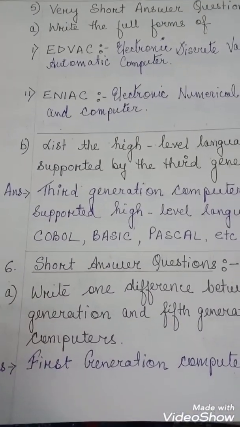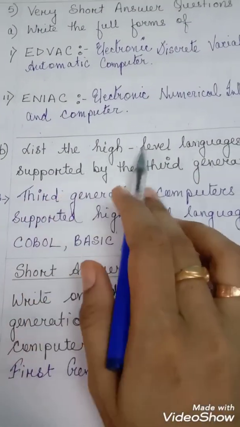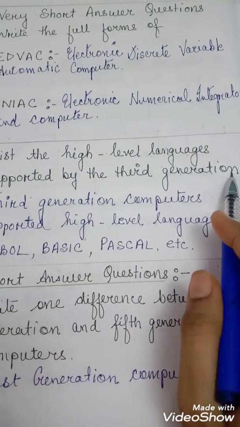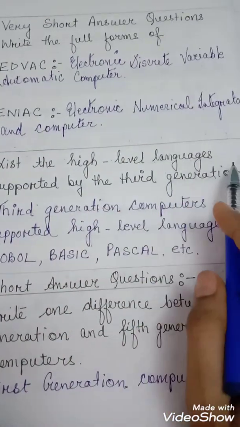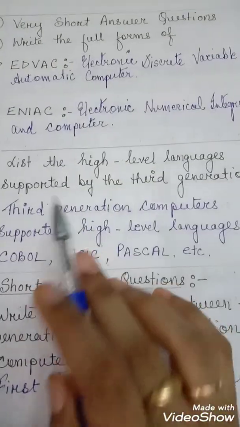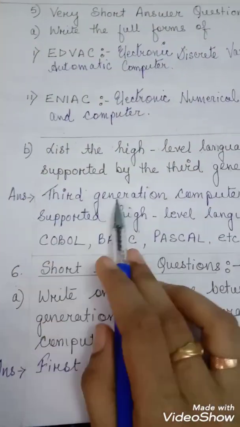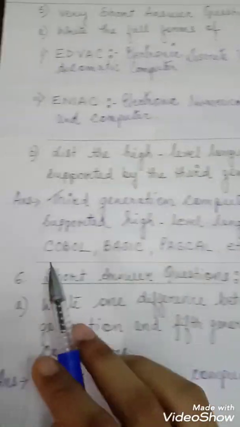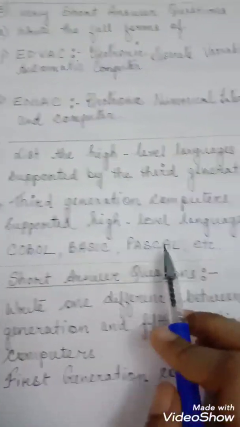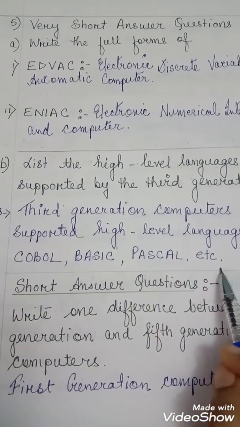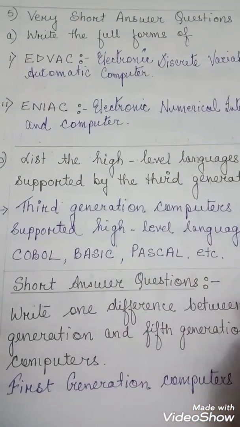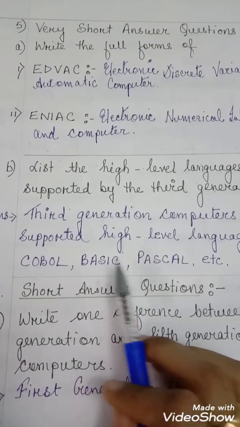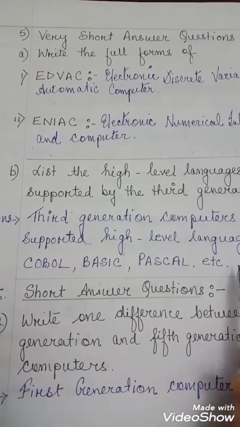Now, number B. List the high-level languages supported by the 3rd generation. So, what are the high-level languages supported by the 3rd generation? That one you have to write here. So, 3rd generation computers supported high-level languages like COBOL, BASIC, Pascal, etc. Alright? So what are the high-level languages used in third generation computers? COBOL, BASIC, Pascal, etc. Clear, children?